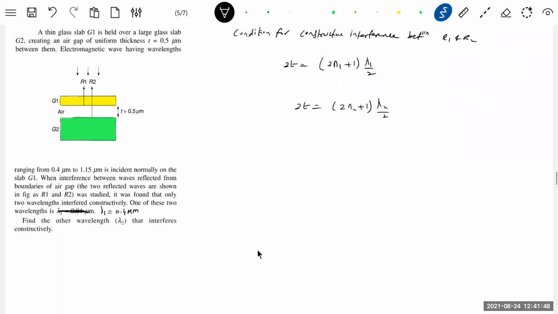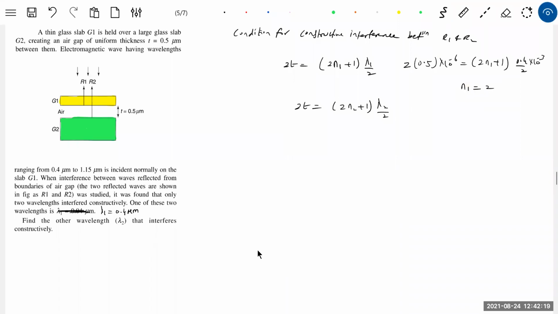Now we know lambda 1, we know t, we will get n1. We have to work this out. t is how much? Thickness is 0.5 into 10 to the power of minus 6, equals (2n1 plus 1) times lambda 1, 0.4 by 2 into 10 to the power of minus 6. Can anybody give me the value of n1? Okay, n1 equal to 2, we will get it.